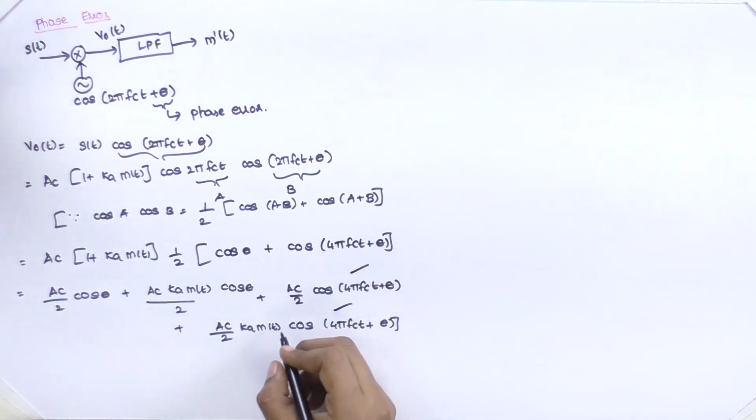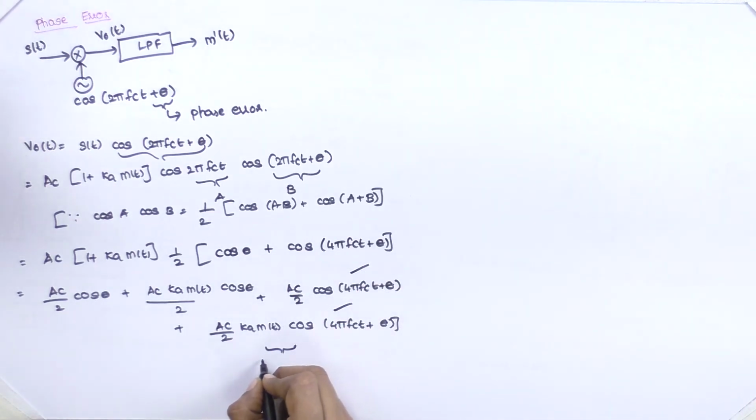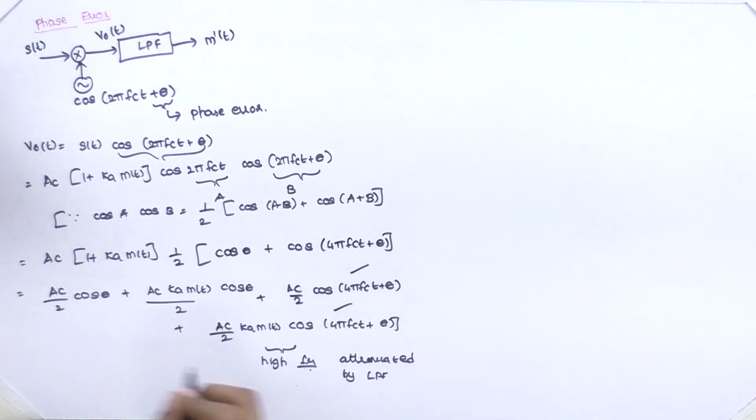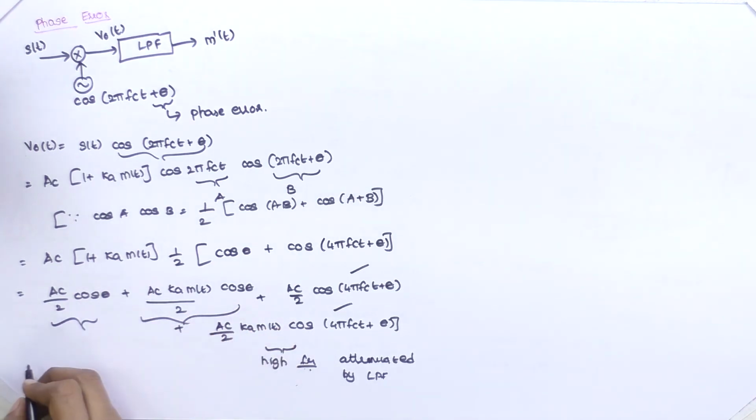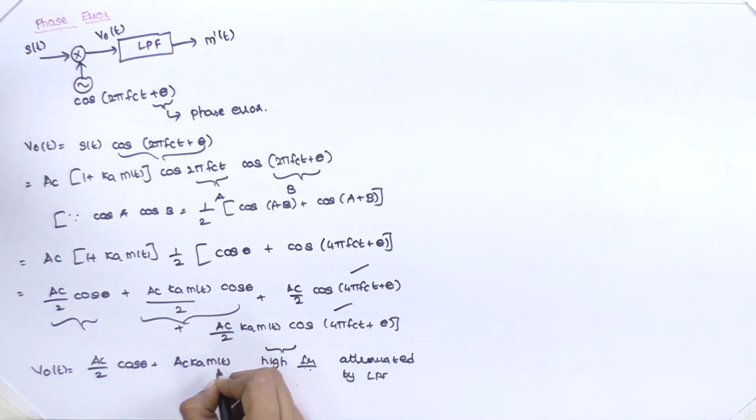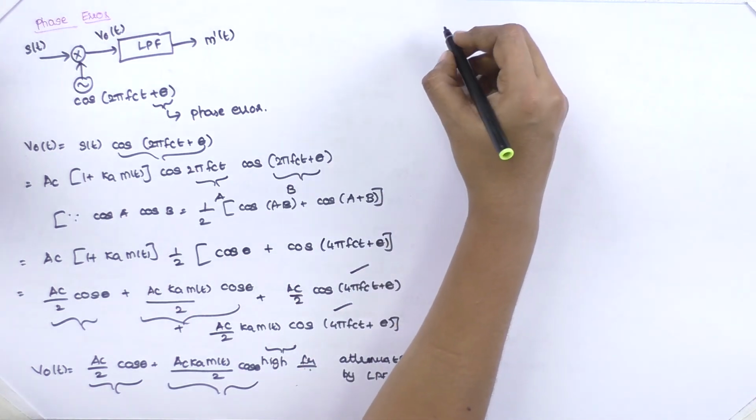Here these two terms have higher frequency, therefore these two terms will be attenuated by the low pass filter due to their higher frequency. Therefore, we end up with these two terms: V naught of t is equal to AC by 2 cos theta plus AC Ka m of t divided by 2 into cos theta. So, our output term is multiplied by cos theta, that is, attenuated by a cos theta factor.